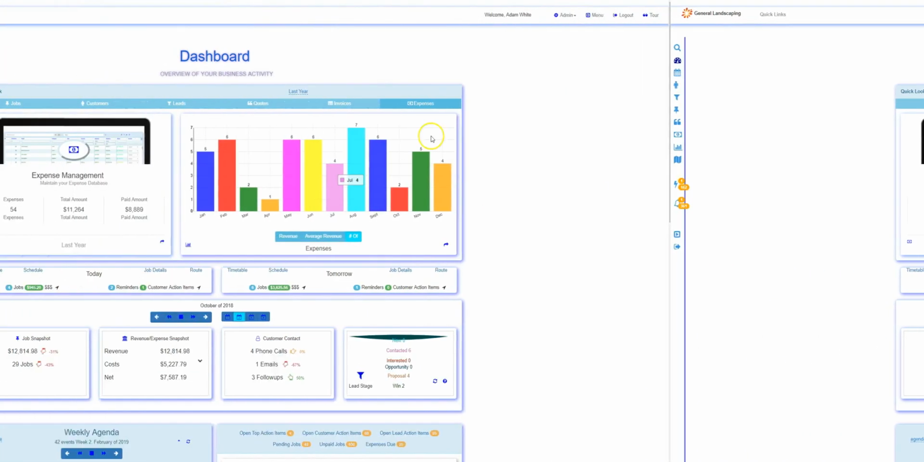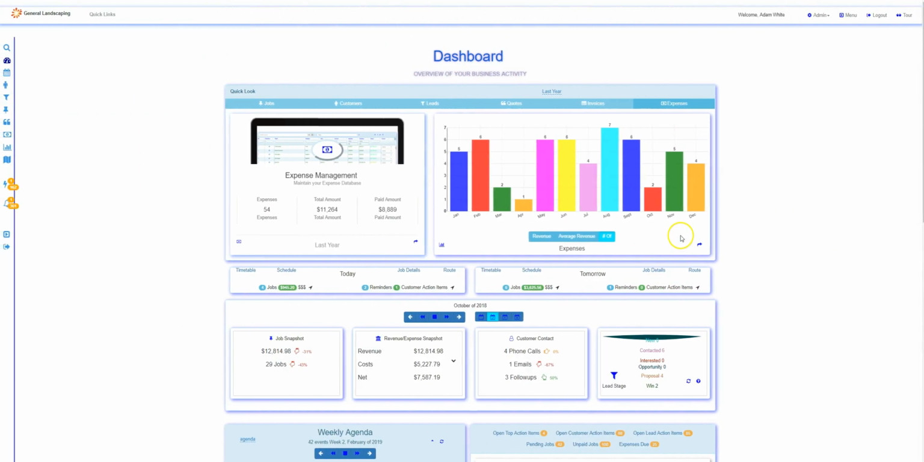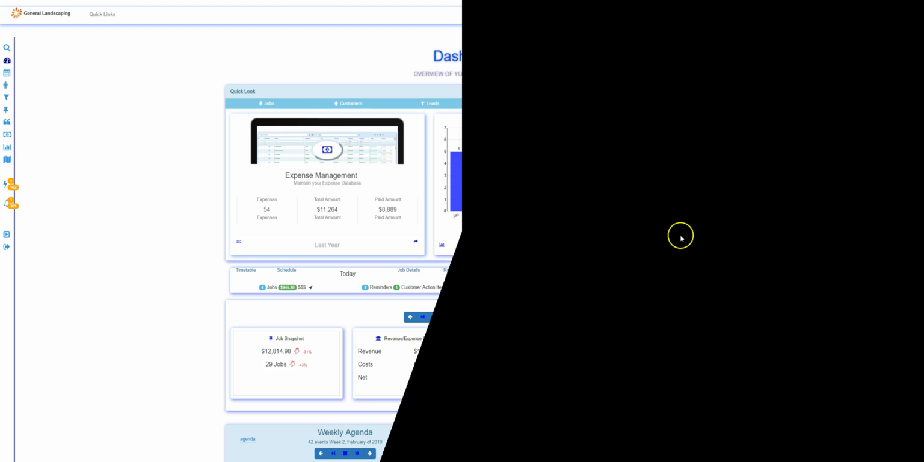So the quick look is basically an overview of your business, something that you may not look at every day, but maybe on a weekly or monthly basis just to gauge how things are going.